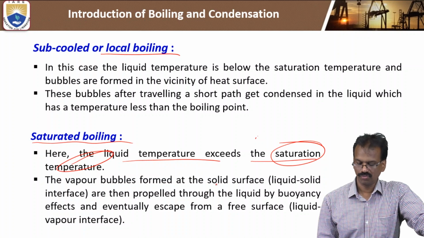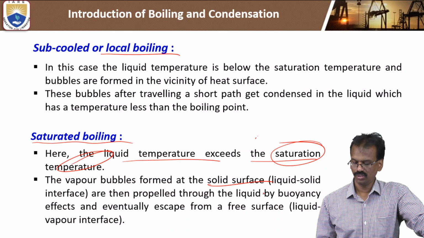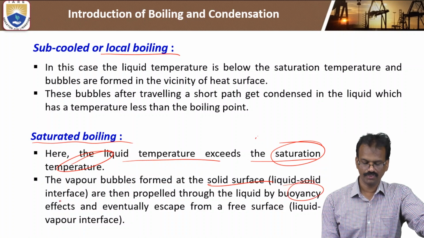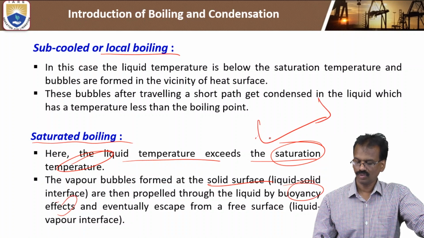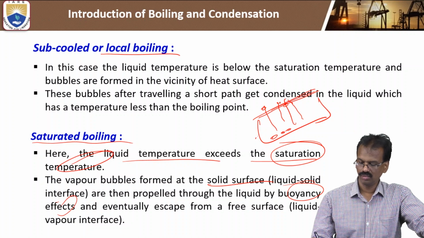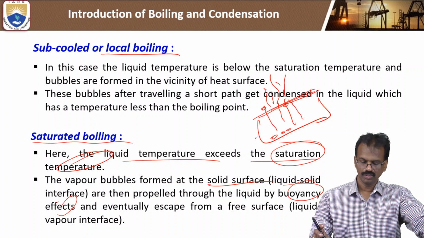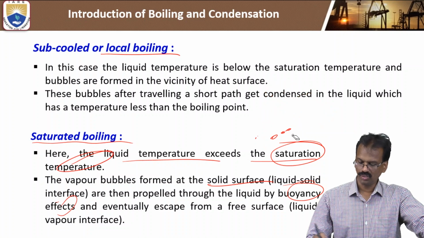Automatically, vapor bubbles are formed at the solid surface and then propelled through the liquid by the buoyancy effect. If you see this one, the water bubbles will form. These less dense vapor bubbles come in the upward direction and reach the free surface, and here we'll see the phase change, the conversion of liquid into vapor. So it occurs in the saturated boiling process.